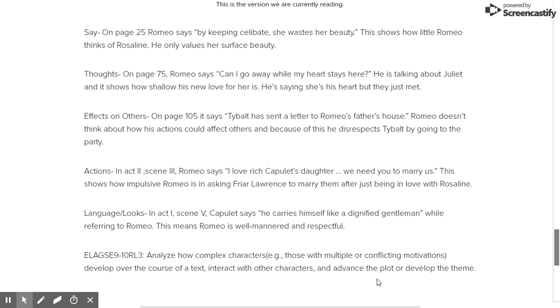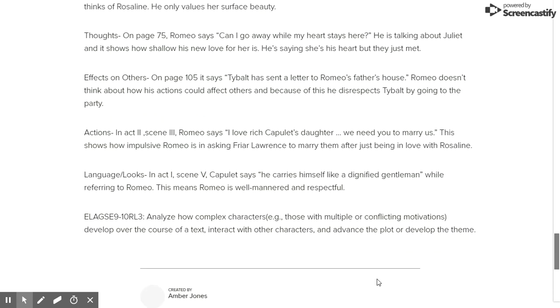And all of this comes together to help our students master the standard RL3, which is: analyze how complex characters develop over the course of a text, interact with other characters, and advance the plot or develop the theme.